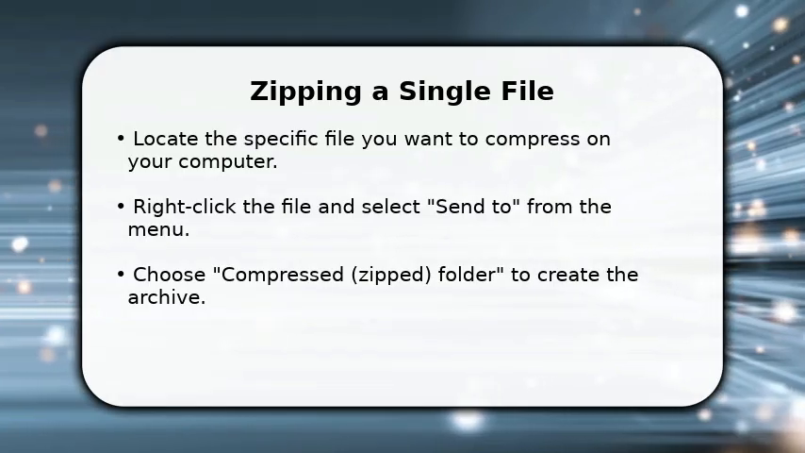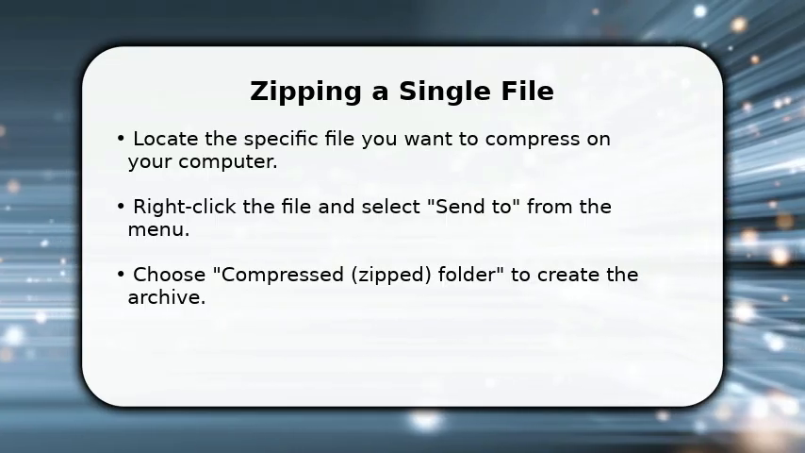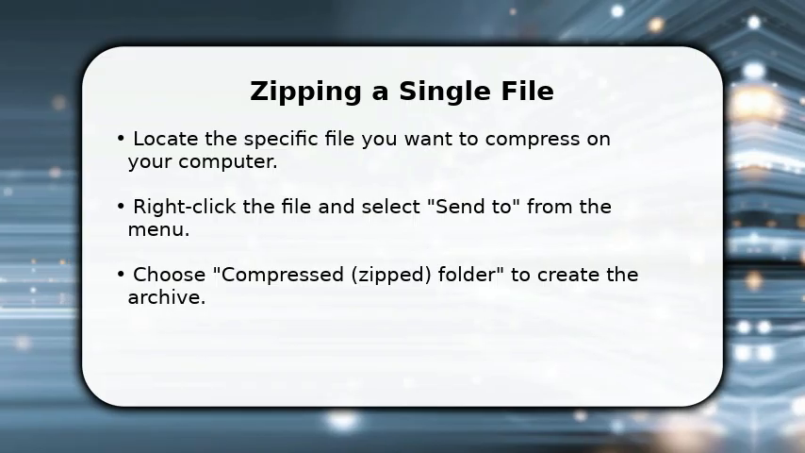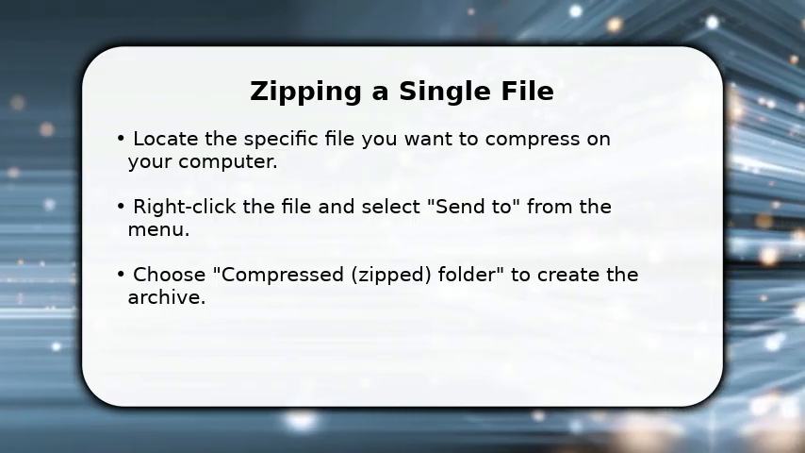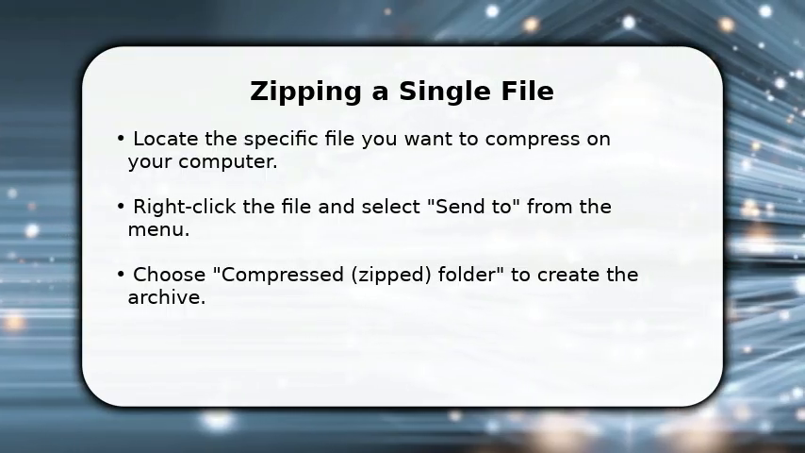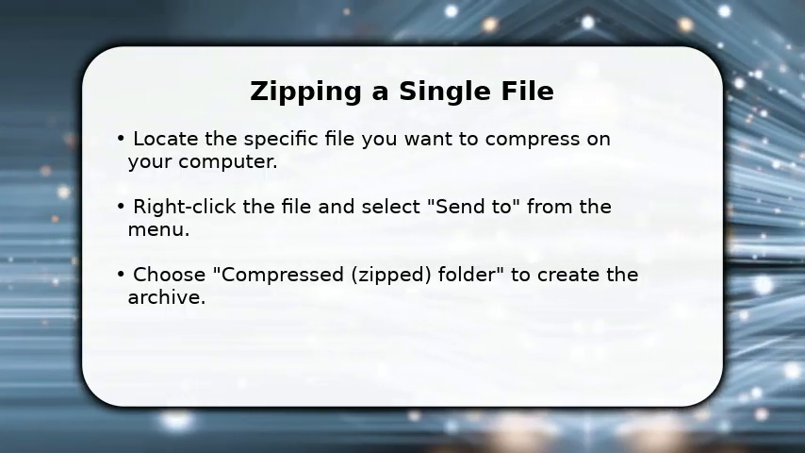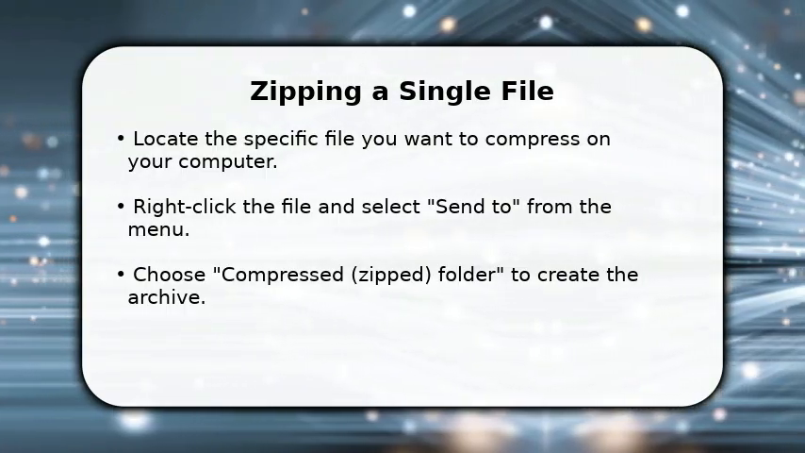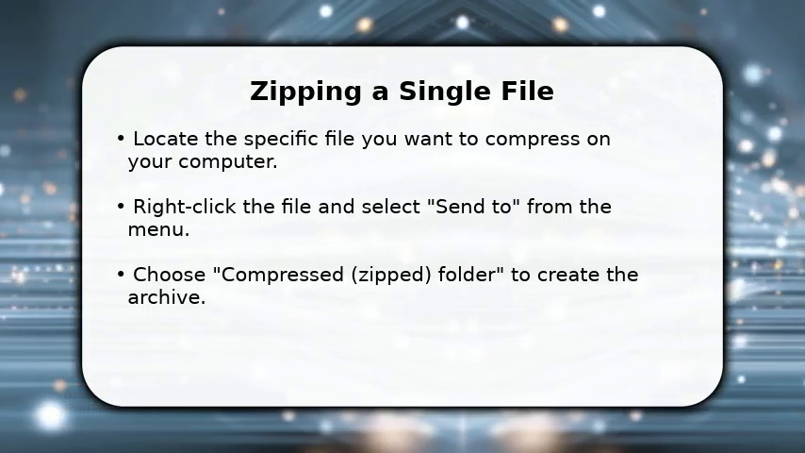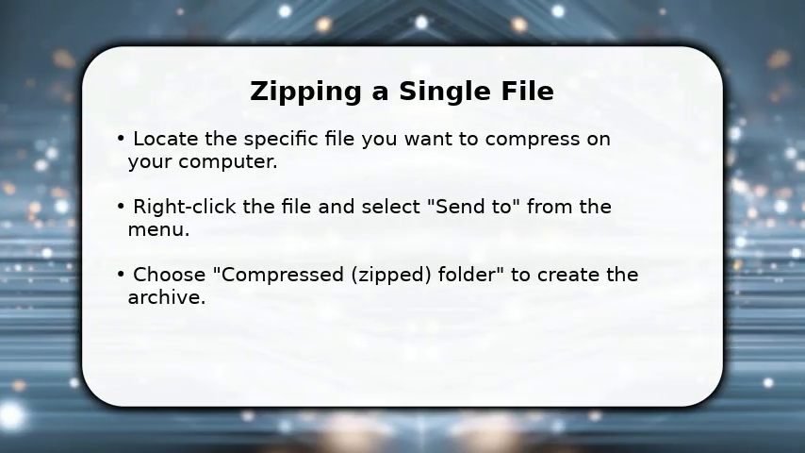In this video, I will explain how to zip and unzip a file. Let's start with zipping a single file. First, find the file you want to compress on your computer. Once you've located it, simply right-click on the file. From the context menu that appears, hover over Send To, then click on Compressed Zipped Folder. This action will instantly create a new zipped folder containing your selected file in the same directory.